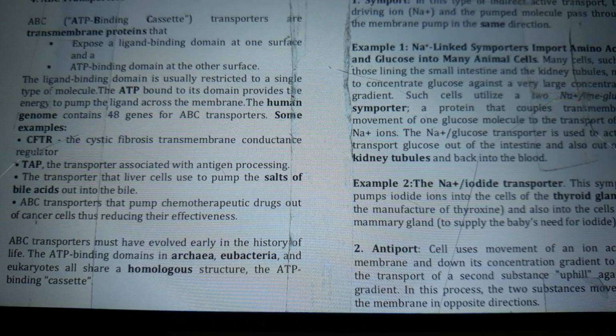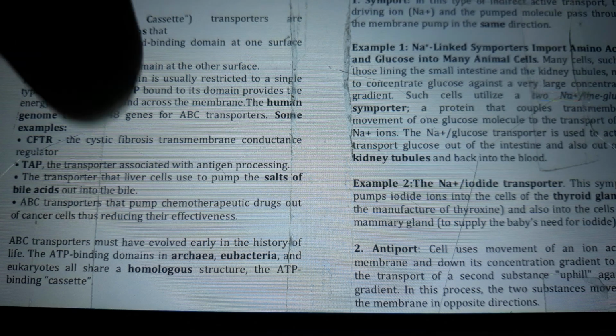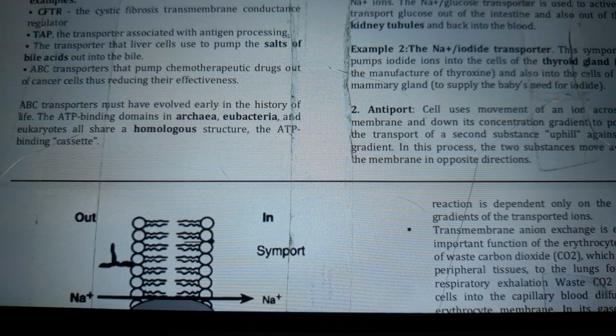The human genome contains 48 genes for ABC transporters. For example, CFTR, the cystic fibrosis transmembrane conductance regulator; TAP, the transporter associated with antigen processing; the transporter that liver cells use to pump the salts of bile acids out into the bile; and ABC transporters that pump chemotherapeutic drugs out of cancer cells, thus reducing their effectiveness. ABC transporters must have evolved early in the history of life. The ATP binding domains in archaea, eubacteria, and eukaryotes all share homologous structure, the ATP binding cassette.